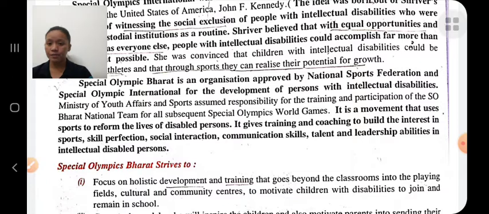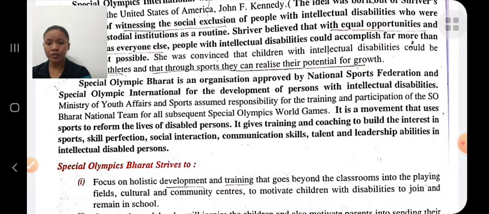Special Olympics Bharat gives training and coaching to build the interest of disabled persons in sports, for skill perfection to improve their skills, social interaction so that they can interact with other people, to improve their communication skills, to develop their talent and leadership quality. This is about Special Olympics Bharat.